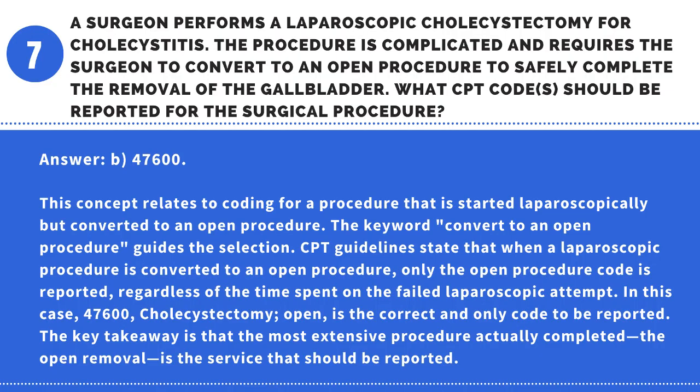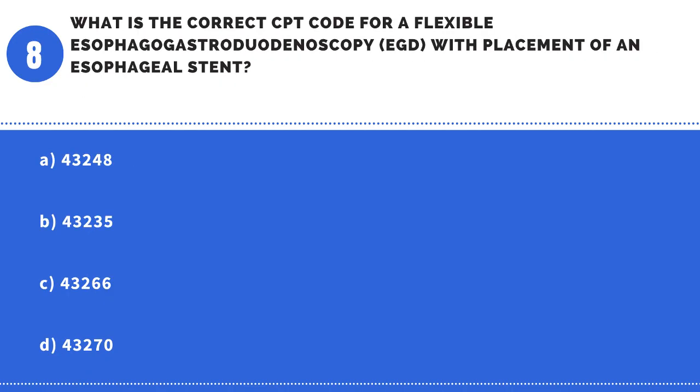In this case, 47600, cholecystectomy, open, is the correct and only code to be reported. The key takeaway is that the most extensive procedure actually completed, the open removal, is the service that should be reported. Question 8. What is the correct CPT code for a flexible esophagogastroduodenoscopy (EGD) with placement of an esophageal stent?